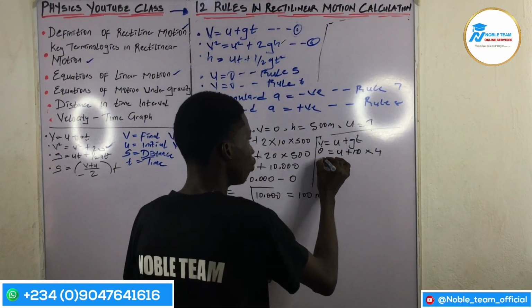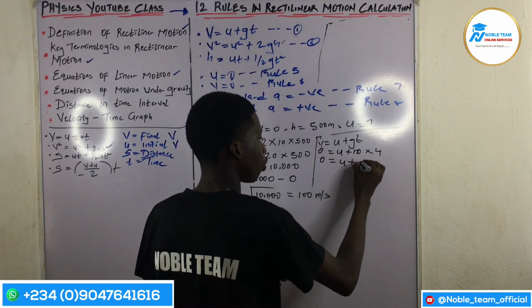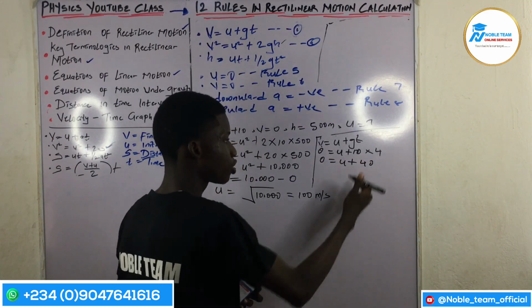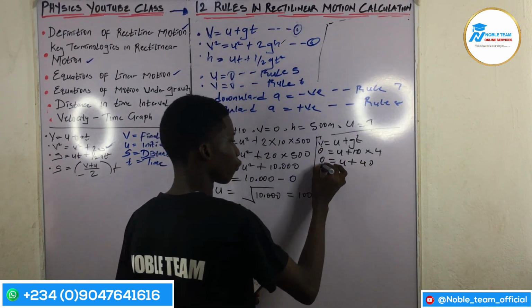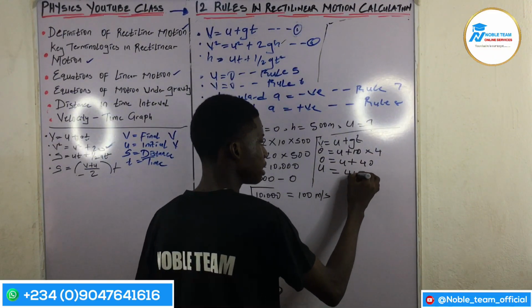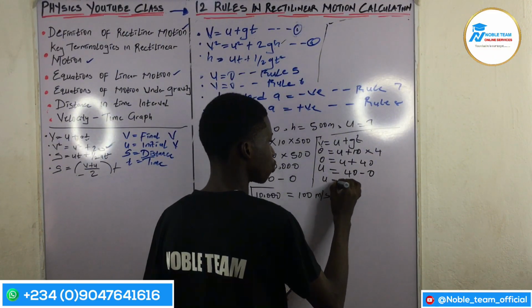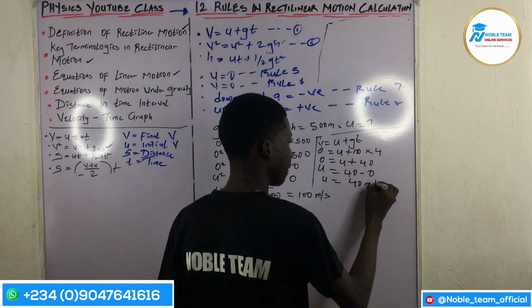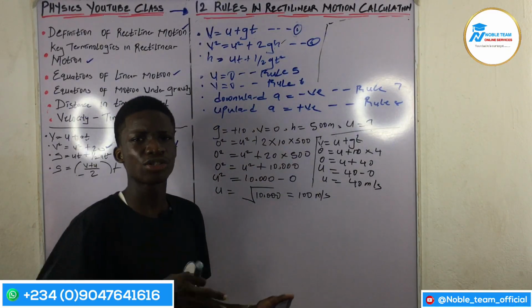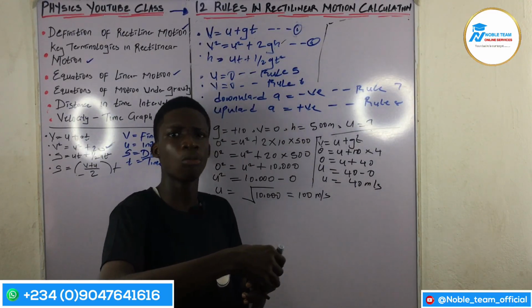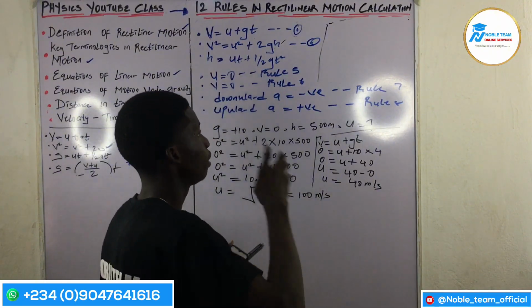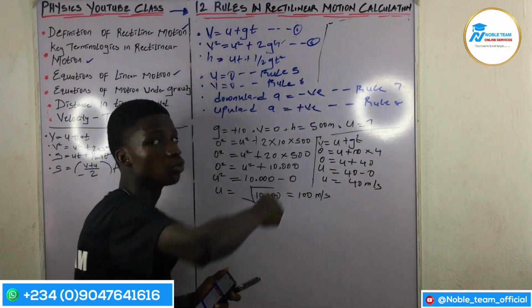Then I have 0 is now equal to u plus 40. So I'm making u the subject of the formula, which is u is equal to 40 minus 0, which is u equal to what? 40 meters per second. Not every parameter given in the question must be used. Your main interest should be in this rule.